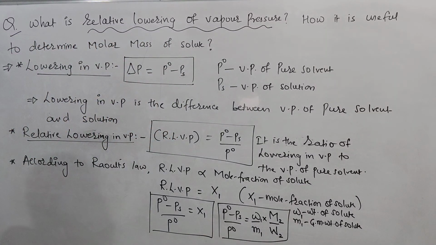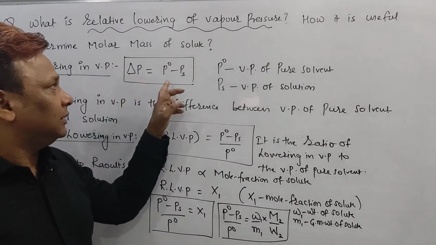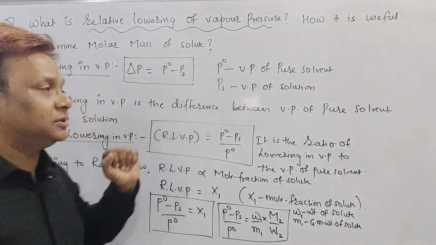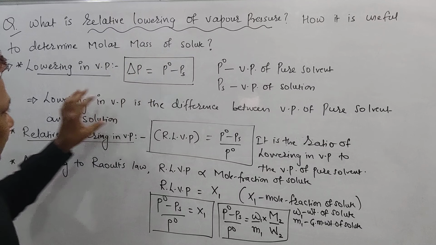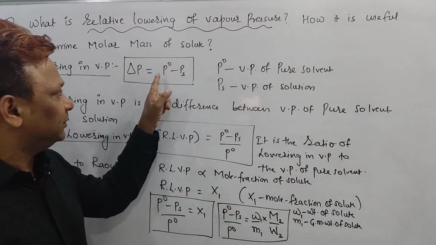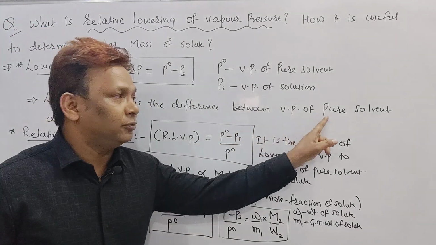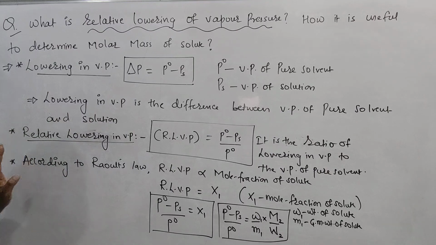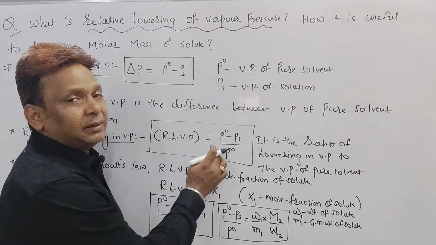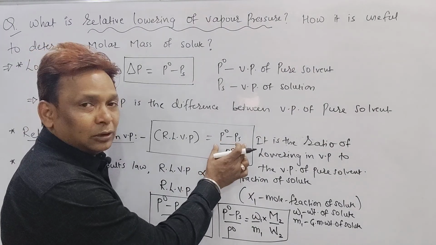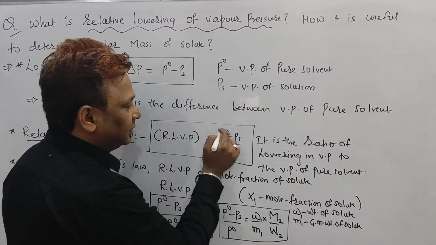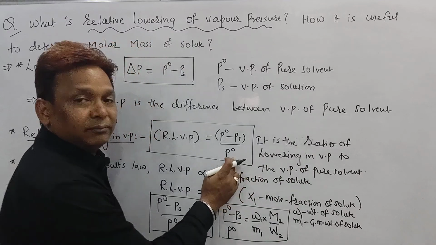Beta, see, we wrote three points only. What is the lowering in vapor pressure? It is the difference between the vapor pressure of a pure solvent and the vapor pressure of a solution. Lowering in vapor pressure is the difference between P0 and PS. Then relative lowering in vapor pressure, RLVP, is equal to delta P by P0, and delta P is nothing but P0 minus PS. So it is the ratio of the lowering in vapor pressure to the vapor pressure of the pure solvent, P0.